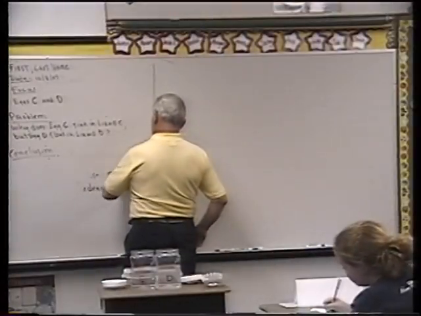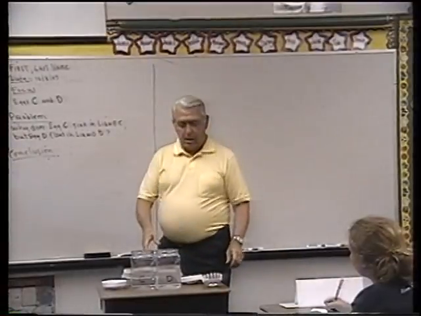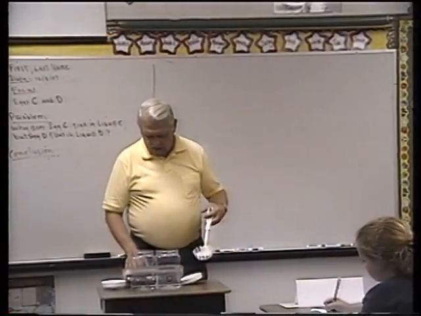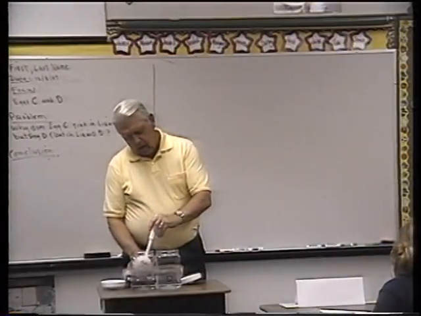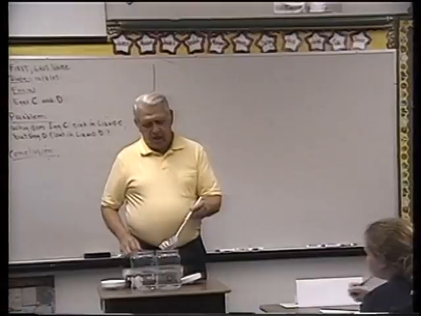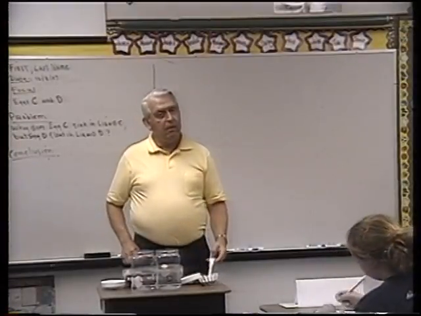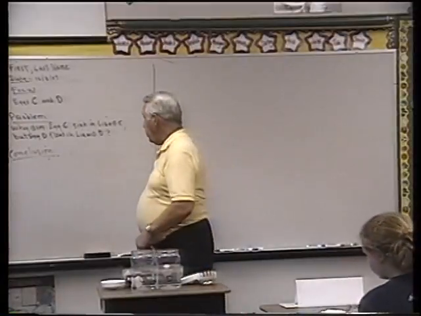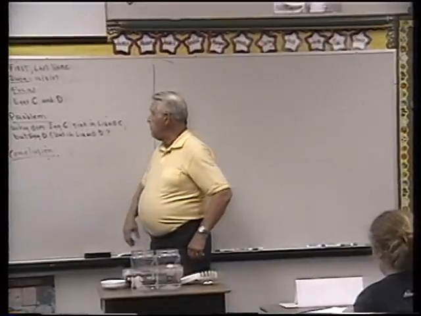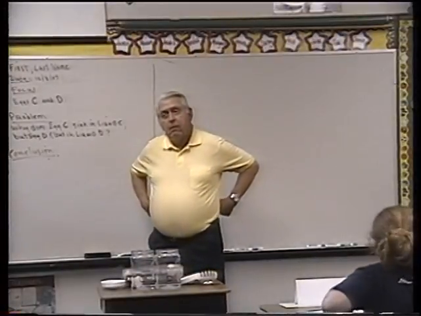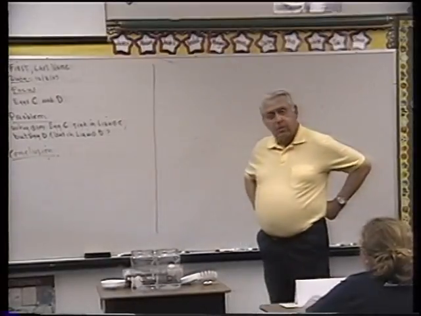All right, now we've got eggs C and D. I'll put egg C in liquid C. It sinks. Egg D in liquid D. It floats. So the problem is, why does egg C sink in liquid C but egg D float in liquid D? That's what we're going to try to solve with our conclusion.